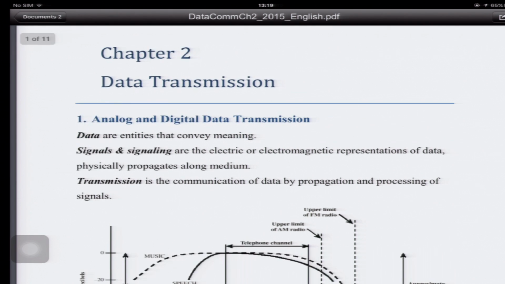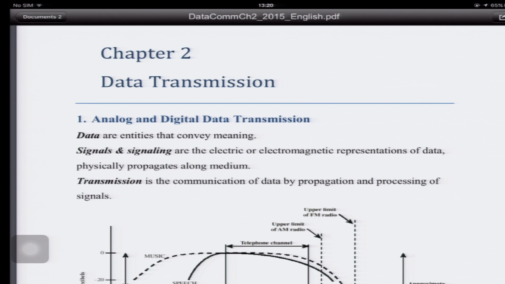For data transmission, we will consider analog and digital data transmission. So what are data? Data are anything that can convey meaning. When you look at it, you know what it means. But you have to agree upon how to interpret the data.